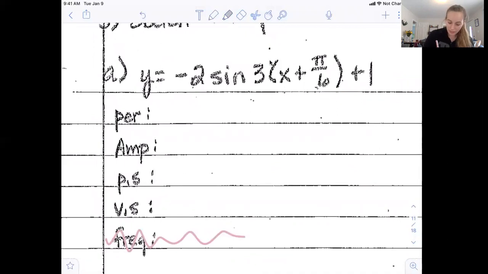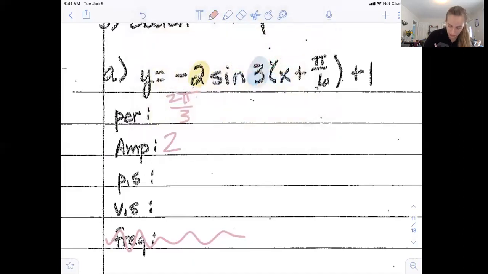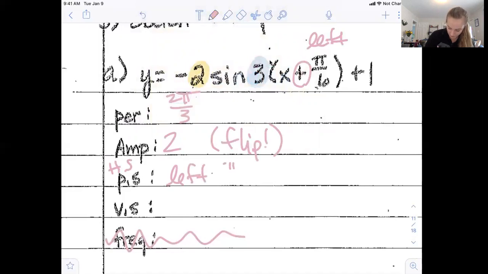Period is always affected by the number in front of the x, so I'm going to do 2 pi over 3. Oh, that's as simple as that one gets. My amplitude is the number up front, so that's 2. And then I'm going to write flip next to it to remind myself that it's a flipped sine graph, not a normal sine graph. The PS, or the horizontal shift, is going to be left pi over 6. And then the VS, or the vertical shift, is going to be up 1. We haven't done any vertical shifts yet. The only thing that makes that challenging is I'm no longer centered on the x-axis, I'm centered somewhere else. We just have to be careful as we do that.